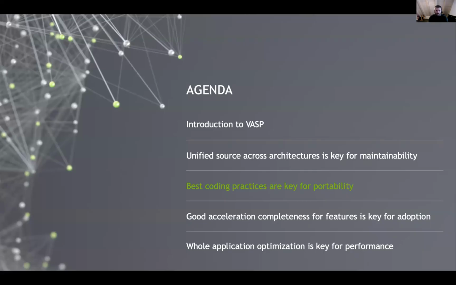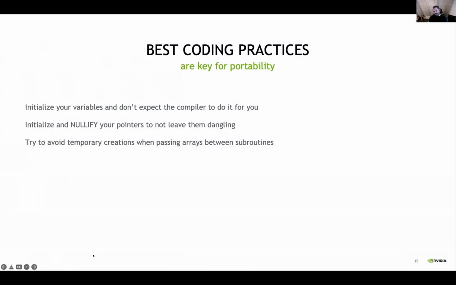Okay, so I have this section telling you to follow best coding practices, and I have only one slide on this, but this was really something where we struggled with VASP in the beginning. So basically what I'm telling you is do initialize your variables, because I know there have been quite some compilers around that used to do this for you in the past, but I think even those have moved away from that practice, and that will just give you a lot of headaches when you need to debug this.